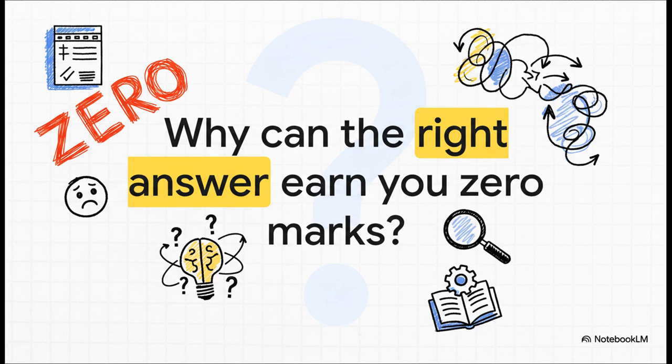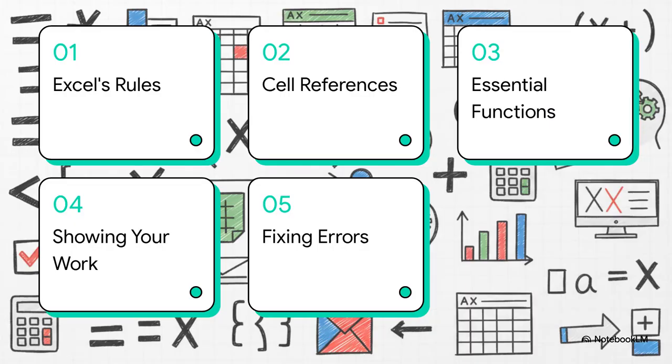You've done all the work, all your final calculations are perfectly correct, but you get a big fat 0 for that task. How is that even possible? We're going to find out exactly why that happens and, way more importantly, how to make sure it never ever happens to you. All right, so here is our game plan for today.